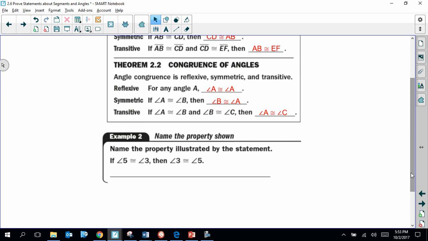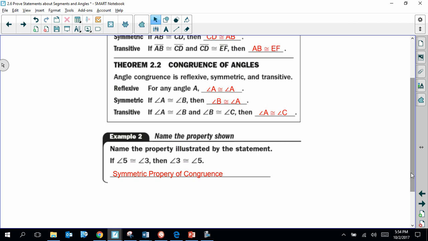Okay, so hopefully you have a good answer. Name the property illustrated. What we're noticing is that we're just taking the same statement and reversing the order. Instead of saying angle 5 is congruent to angle 3, we're turning it around to say that angle 3 is congruent to angle 5, and that's exactly what we see in the symmetric property of congruence.